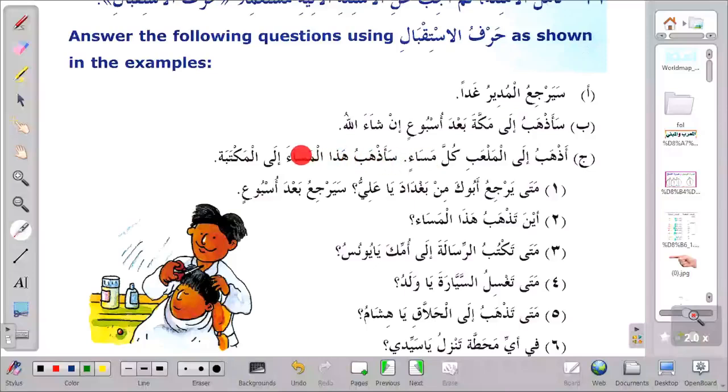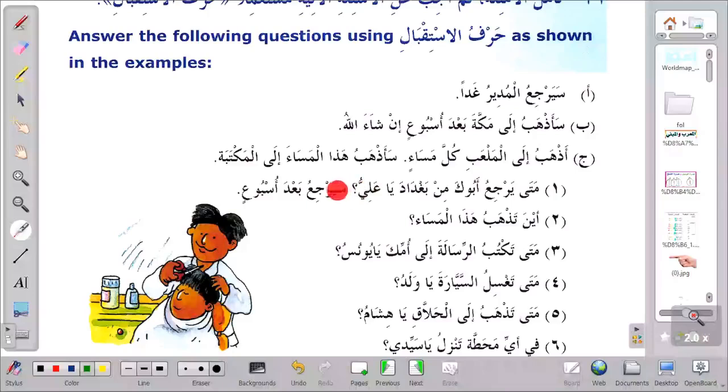سأذهب هذا المساء, I will go this evening. So you see, سأذهب, I will go هذا المساء, this evening, إلى مكتبتي, to the library. متى يرجع أبوك من بغداد. When is your father returning? From Baghdad. Okay, we have seen the capital. Baghdad is the capital of what? Iraq, right? Ya Ali, oh Ali.